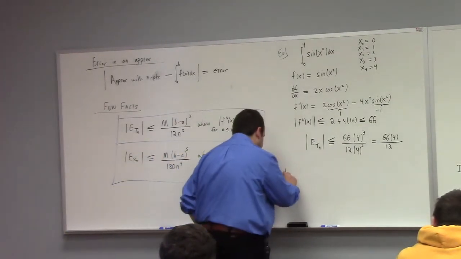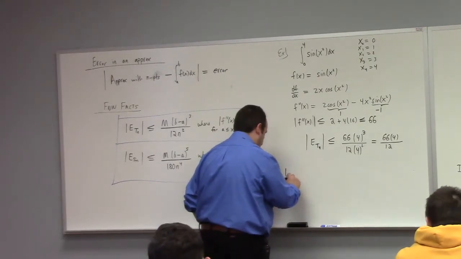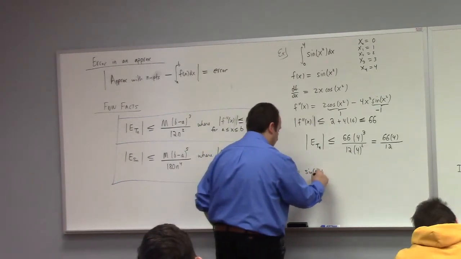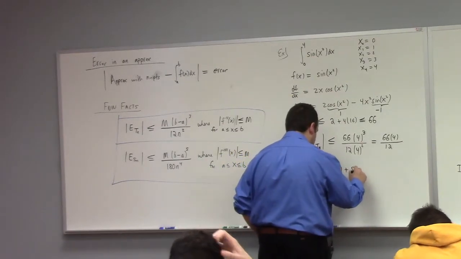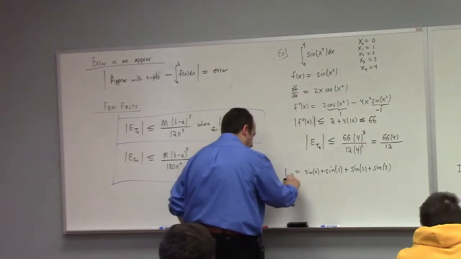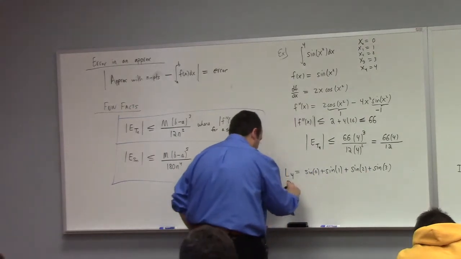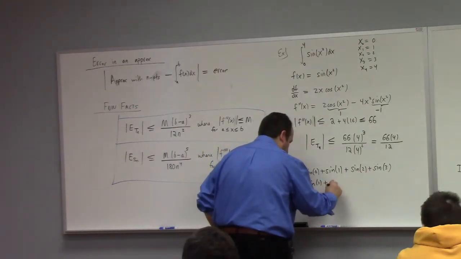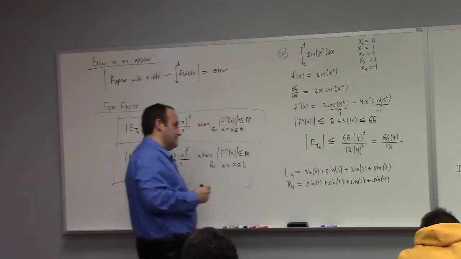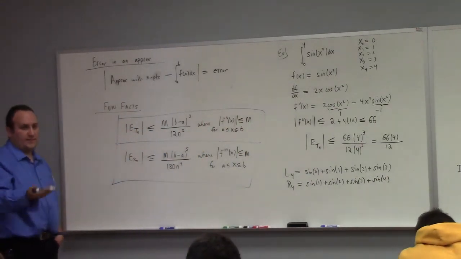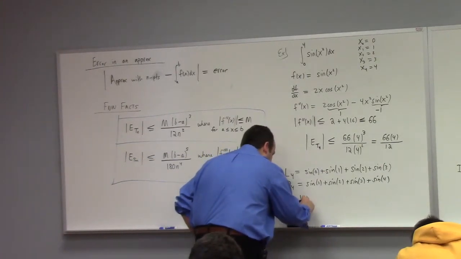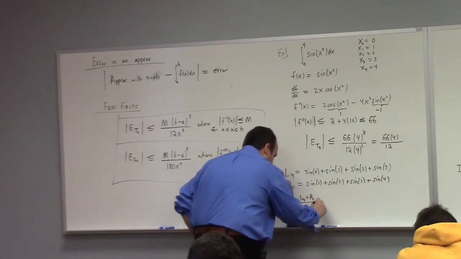All right. Anyway, what's the left endpoint rule here? We'd have what? Sine of 0 plus sine of 1 plus sine of 2 plus sine of 3. That would be L4, right? What's R4? That's R4. What's the trapezoid rule with four things? T4 equal to L4 plus R4 divided by 2, whatever that's equal to.